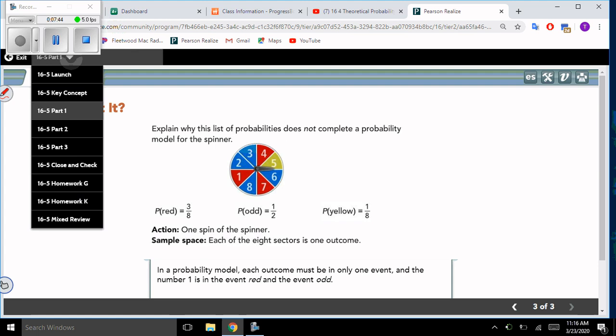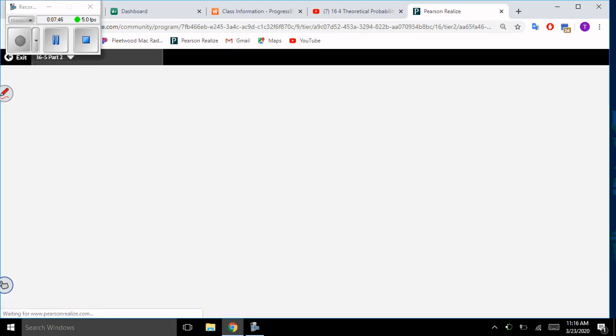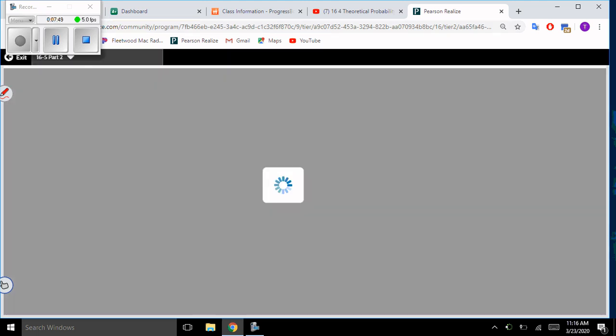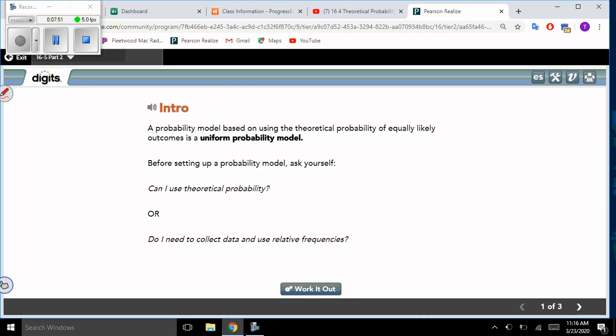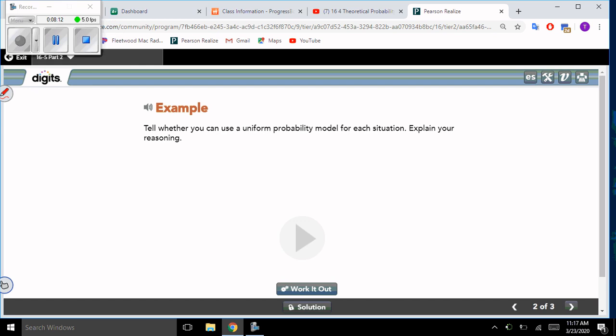On part 2, that part 1 shouldn't have been too difficult. Part 2, on the other hand, is going to get a little bit more abstract, I would say. A probability model based on using the theoretical probability of equally likely outcomes is known as the uniform probability model. You have to ask yourself, can I use theoretical probability here, or do I need to collect some data to use a relative frequency? So this is basically you telling yourself what's the difference between theoretical probability and experimental probability.